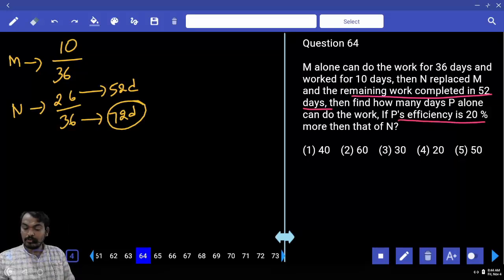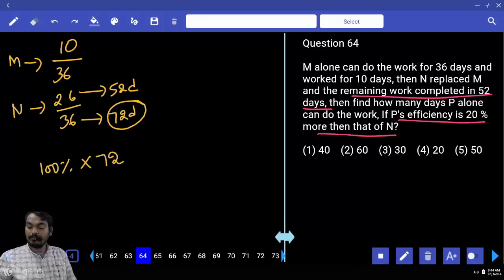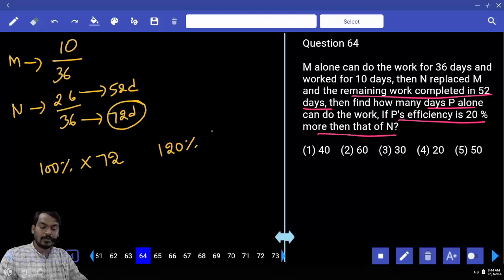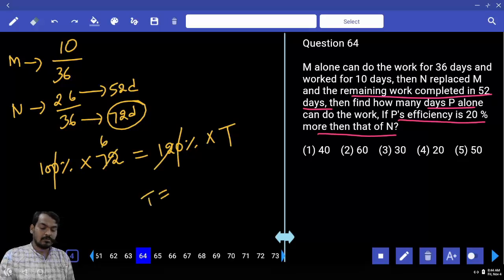And one more condition is given. P's efficiency is 20% more than which one? N's efficiency. Suppose I consider N's efficiency as 100%, he can complete the work in how many days? 72 days. But P's efficiency compared to N's is 20% more, so P's efficiency is how much? 120%. He can complete the same work in how many days? Left hand side N efficiency into N time, right hand side P efficiency into P time. Both are equal. Both sides zeros are cancelled. 12 how many times? 6 times. 10 into 6, 60 here.